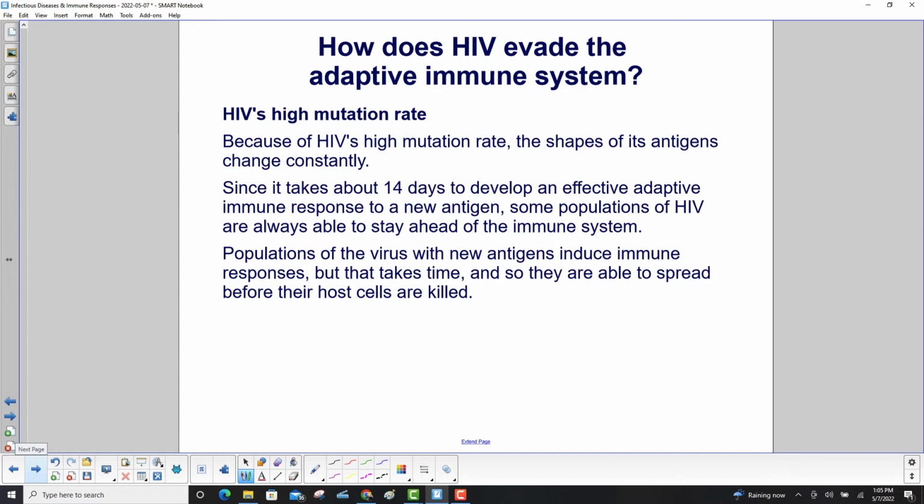Because of HIV's high mutation rate, the shapes of its antigens change constantly. Since it takes about 14 days to develop an effective adaptive immune response to a new antigen, some populations of HIV are always able to stay ahead of the immune system. Populations of the virus with new antigens induce immune responses, but that takes time, and so they are able to spread before their host cells are killed.